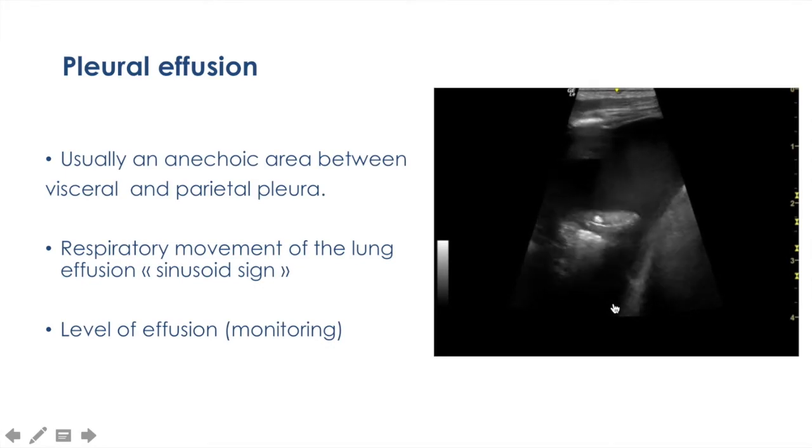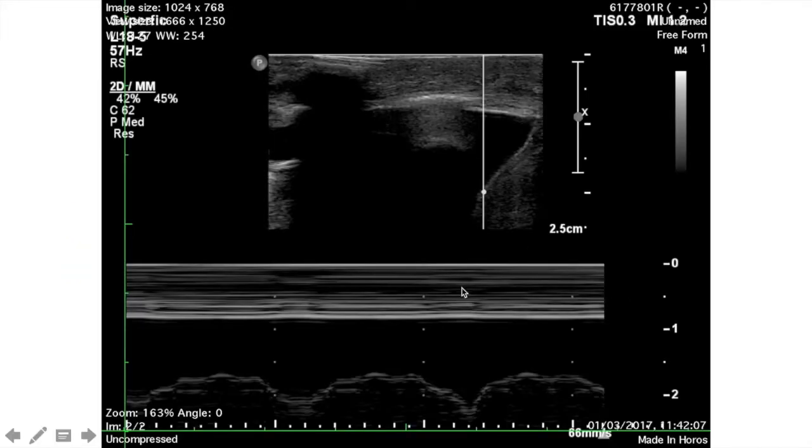To finish with the description of the main patterns, pleural effusion. It appears usually as an anechoic area between visceral and parietal pleura. To discriminate between pleural effusion and atelectasis, you may need to put an M mode that will show you the sinusoidal sign reflecting the movement of the visceral pleura with breathing movements. Here, we have put an M mode on the lung and on the diaphragm, and you can see this sinusoidal sign reflecting the breathing movements.